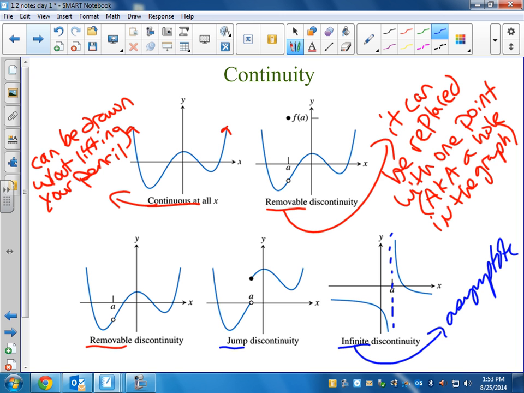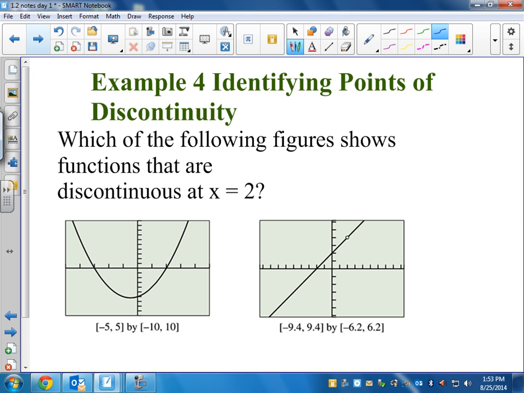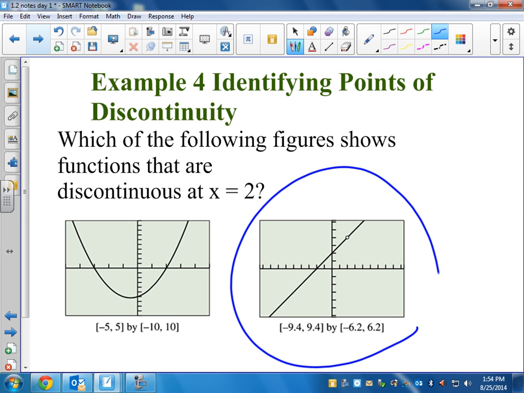All right, so I think the next one you get to circle the right answer again. It's so nice. Which of the following figures shows functions that are discontinuous at x equals 2? Which one is not continuous, discontinuous at x equals 2? Kind of got to get used to these little notation here, right? But this is saying, I don't even care that it's from negative 9.4. But x equals 2, that's a hole in the graph, so they just keep going. But we're going to say, this is the right answer, and we could even say that this is a removable discontinuity.